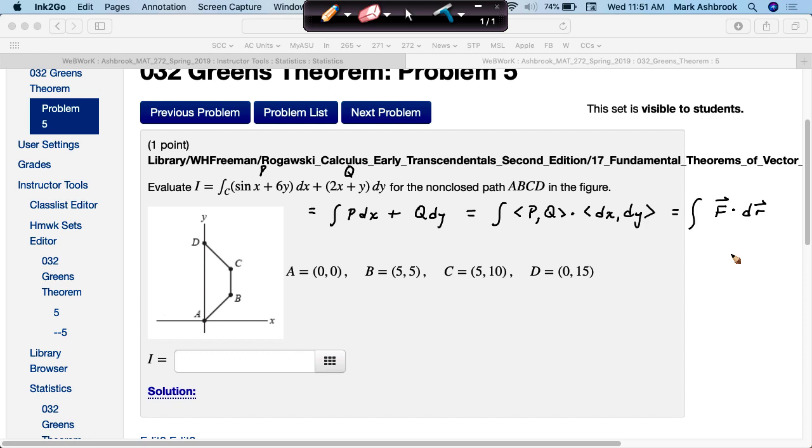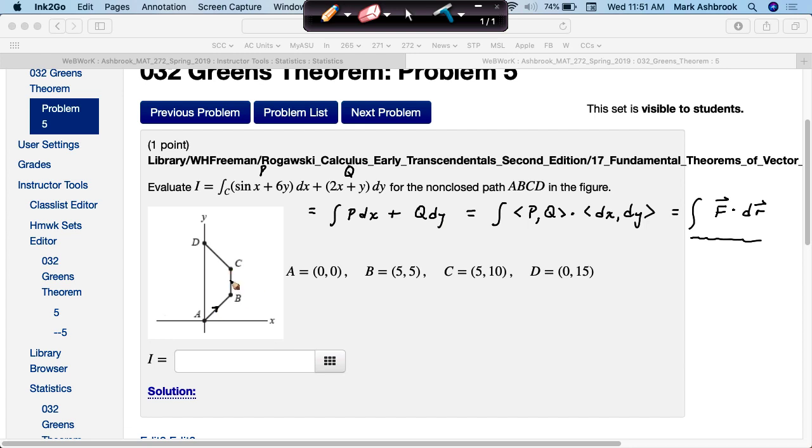I hope you caught that announcement, but I just have never used this. So this is a line integral through a vector field. We've always called it this. We never called it this in class, but it's still a line integral through a vector field. Any questions on that? Okay, so this one is asking about the non-closed path ABCD.